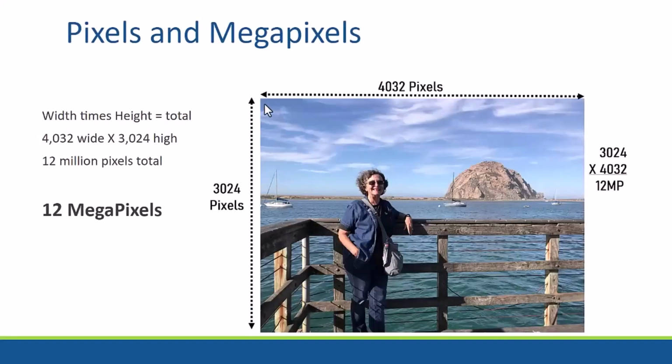The pixels mean the little dots, the points of color that make up your picture. This particular picture has 4,032 pixels wide and 3,024 pixels high. If you multiply those, you come up with 12 million pixels, or megapixels.